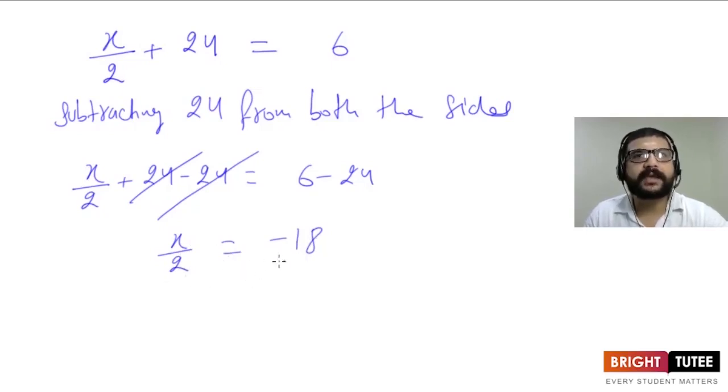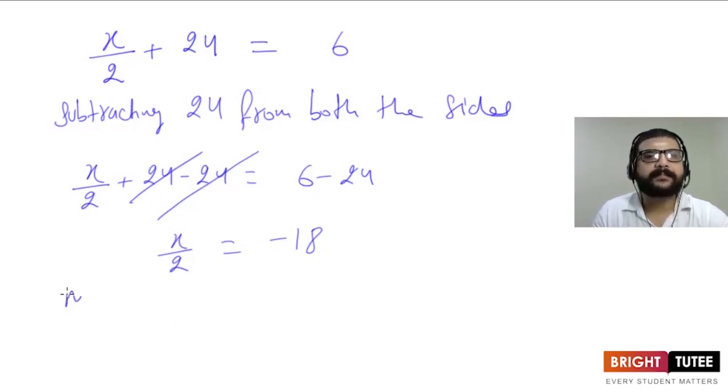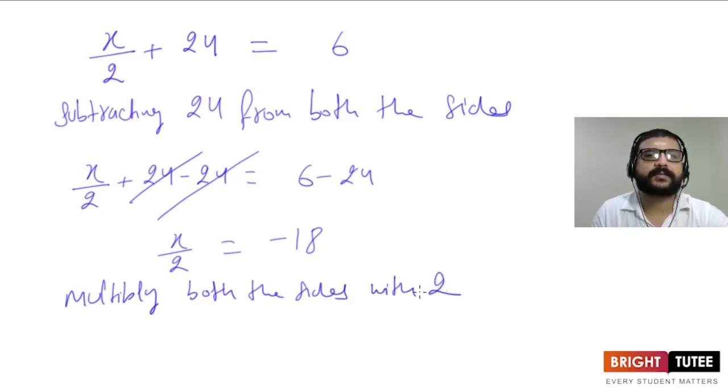Is it solved? Do we have value of x now? No, we don't have now. So what we are going to do for that? We have to get rid of this 2 which is written here in the denominator. And how we can do that? Let's multiply both the sides with same number, and that number is 2. Multiply both the sides with 2. So this gives us x upon 2 into 2 is equal to minus 18 into 2.